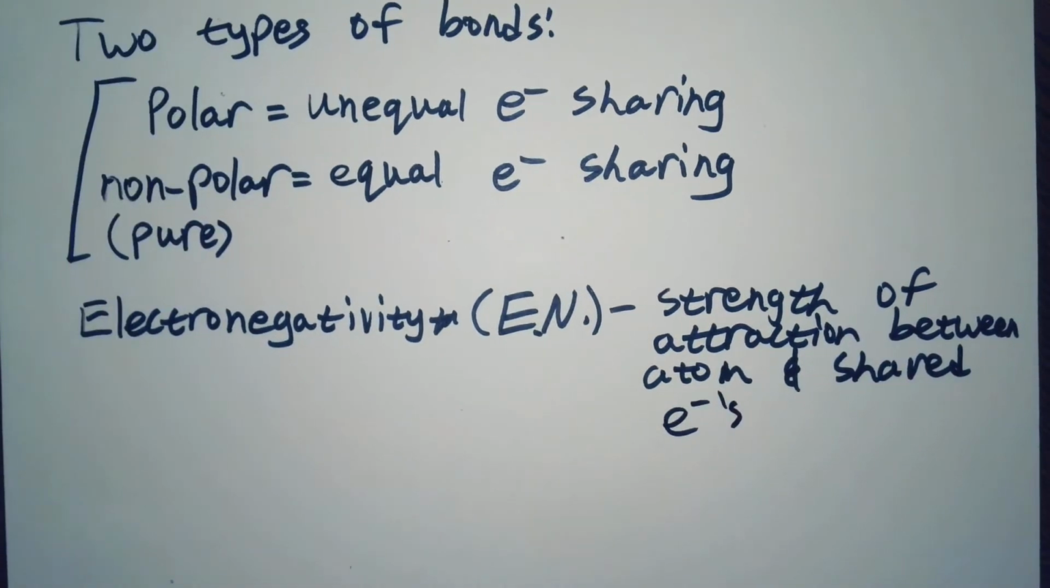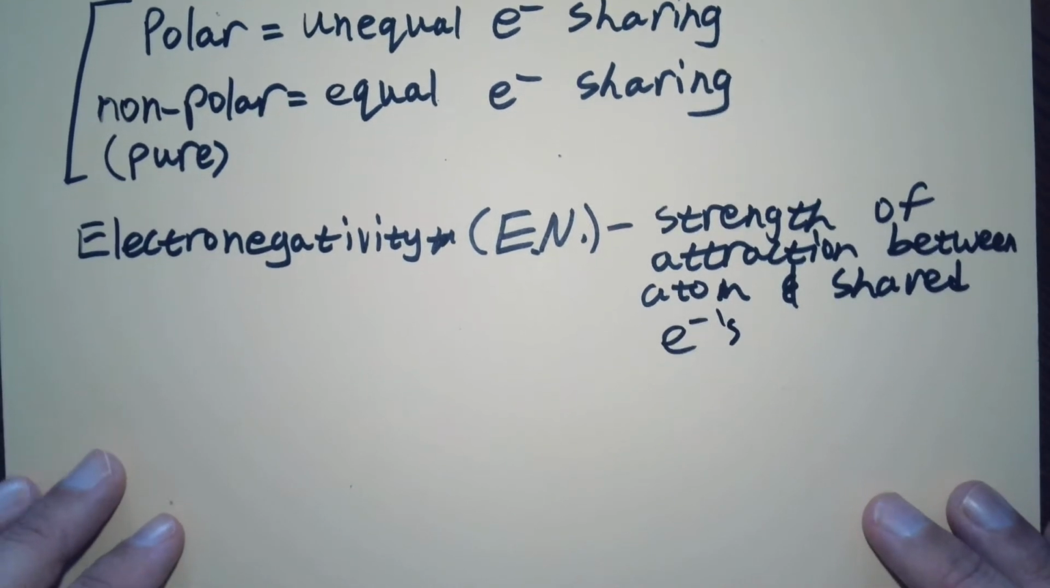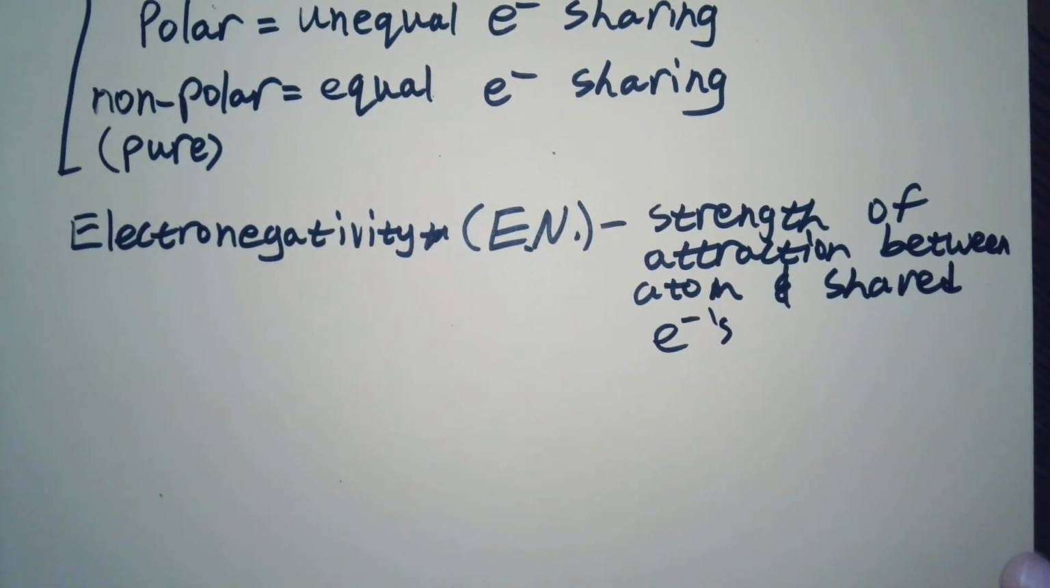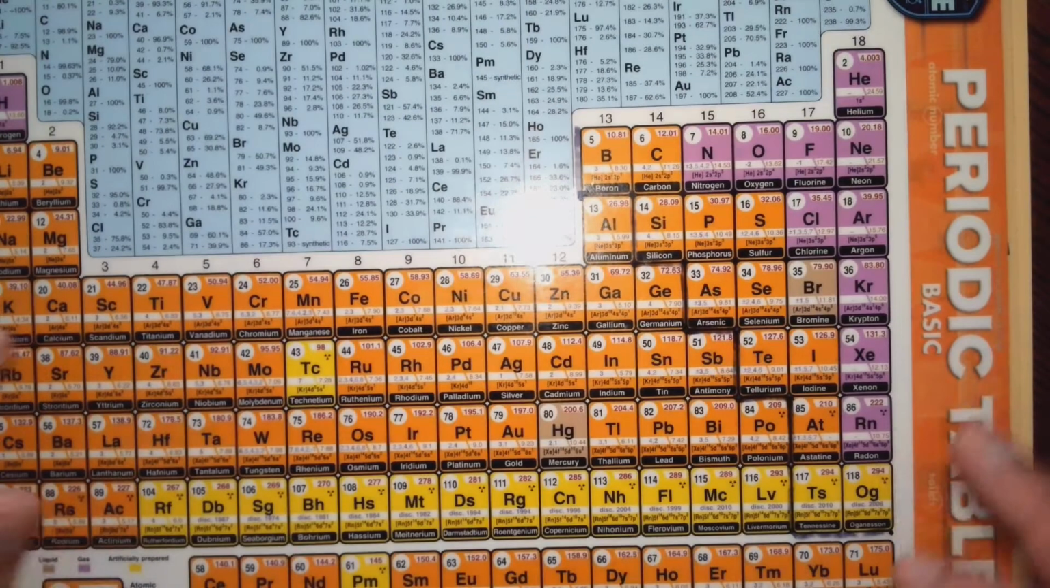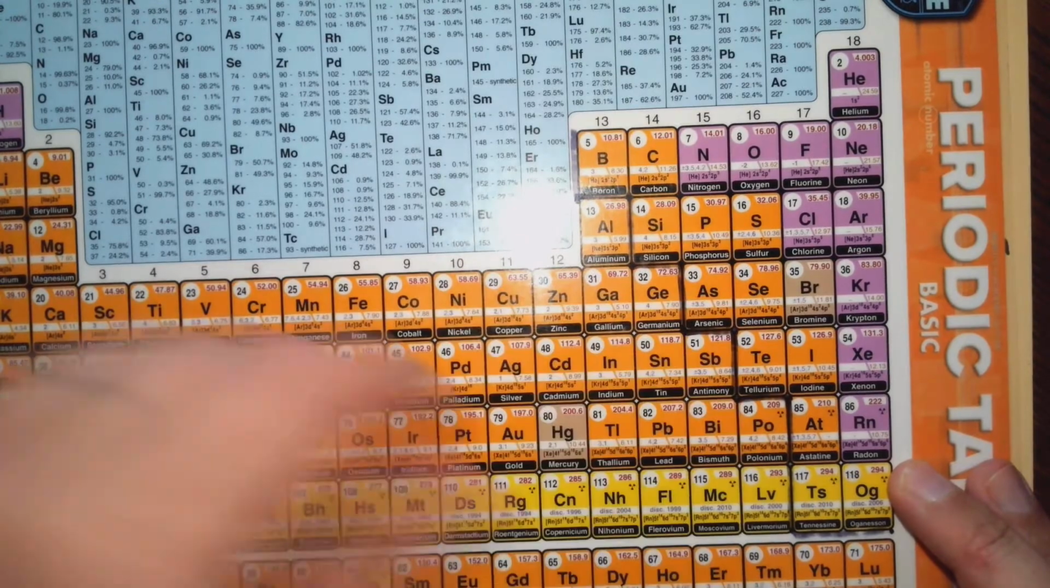So it's a little bit different. In terms of trends on the periodic table, though, very similar. So when you look at our periodic table, as we go left to right, electronegativity goes up.